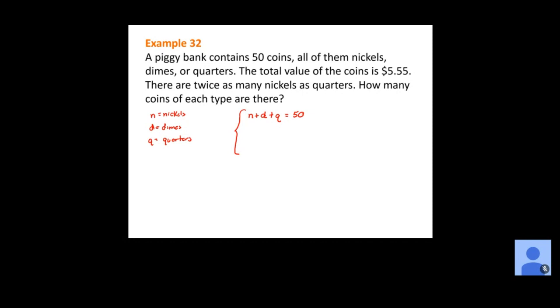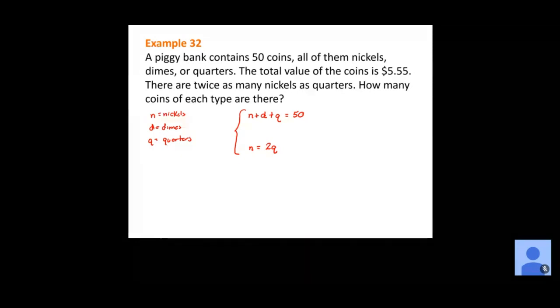Okay, so the number of nickels is going to be twice as many as quarters, right? Because there's twice as many nickels as quarters. Good. So it's going to be n equals 2 times the number of quarters. And just be really careful with that equation. It's really easy to put 2n equals q there. Right? But we want the number of nickels to be twice as many as the number of quarters, so that's why it's n equals 2q instead. Right, now we still need a third equation, right? Because we have 3 variables. So what's that third equation going to be?